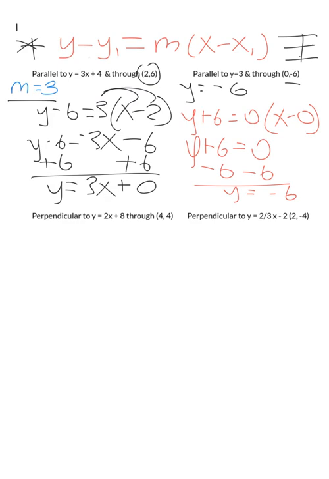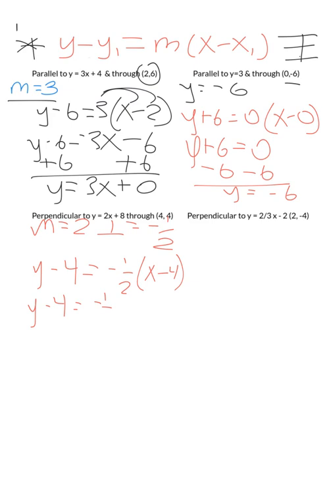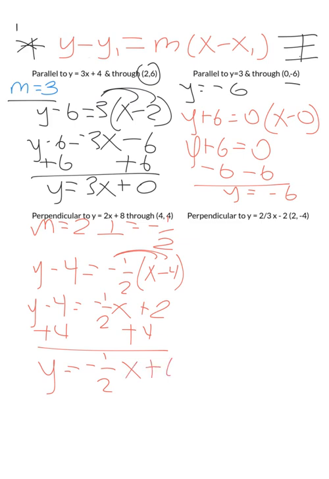All right, down here, these are perpendicular. So we have y equals 2x plus 8 going through the point 4, 4. So our current slope is 2. But the perpendicular slope has to be negative 1/2. So we have y minus 4 equals negative 1/2 x minus 4. Y minus 4 equals negative 1/2 x. Distribute. Negative 1 times negative 4 is 4 divided by 2 is plus 2. Add 4 to both sides. Negative 1/2 x plus 6.